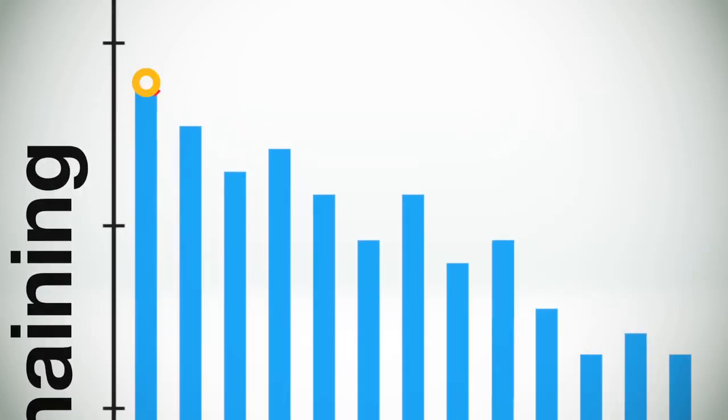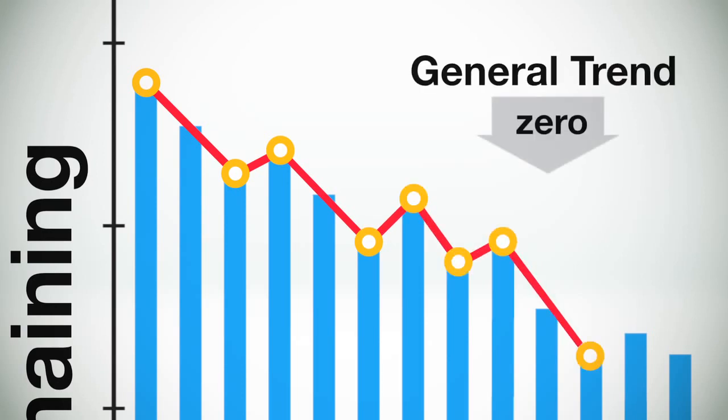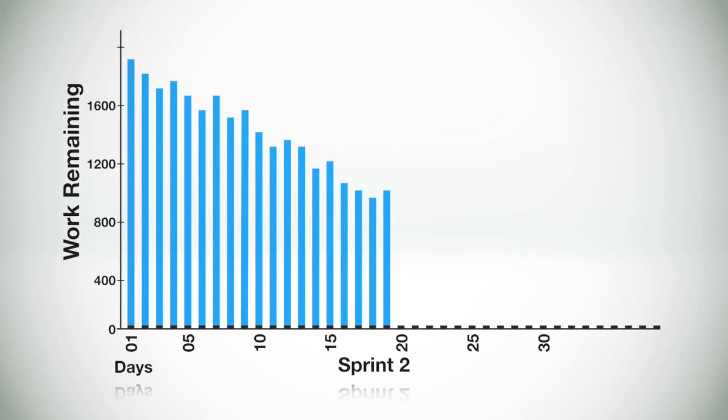In this graph, you can see that the amount of work remaining bounces up and down from day to day, but is generally trending towards 0. Because historical information is provided in the burndown chart, it's easy to see if the team is on the right track.